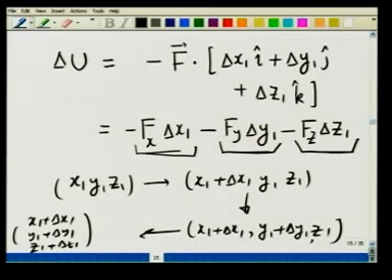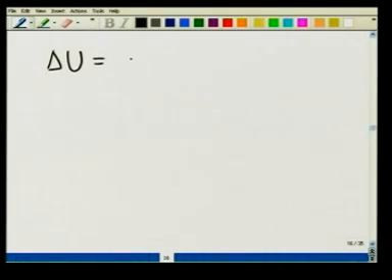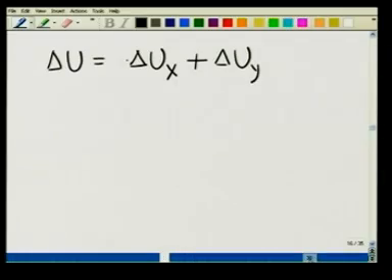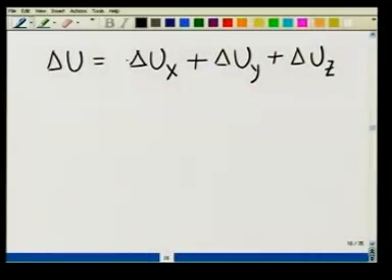If you like, I can call this delta u, which is equal to the change in u when I move along the x-axis, plus the change in u when I move along the y-axis, plus the change in u when I move along the z-axis. When I move along the x-axis, there is no work being done against fy. I am moving perpendicular to fy.